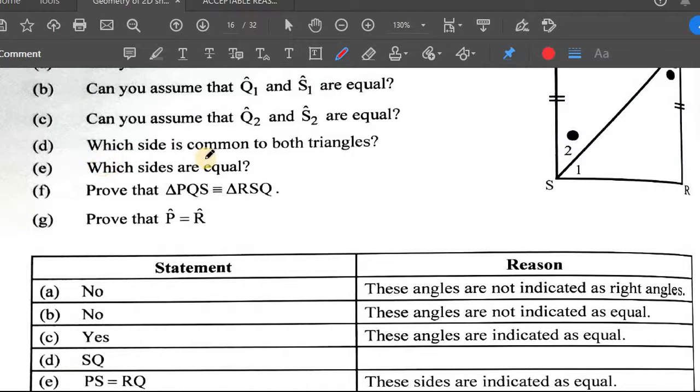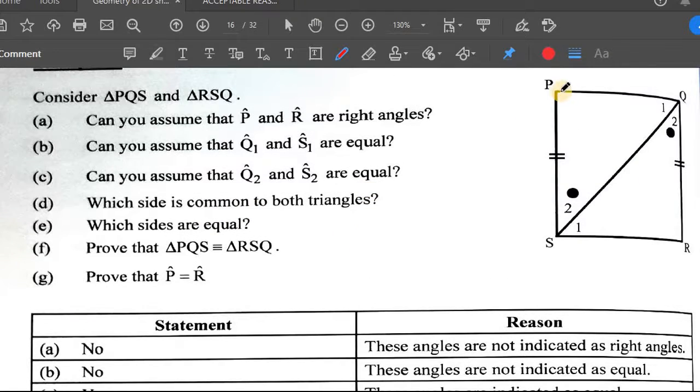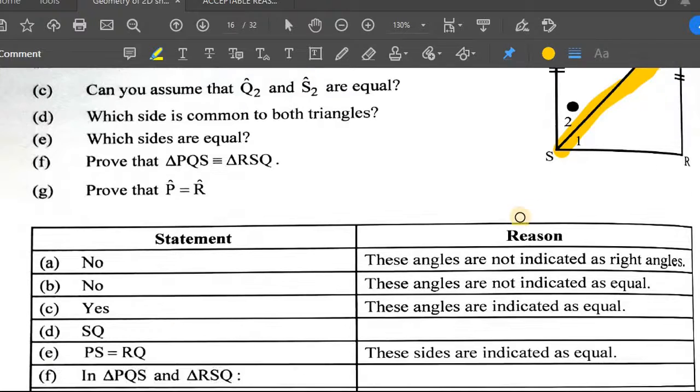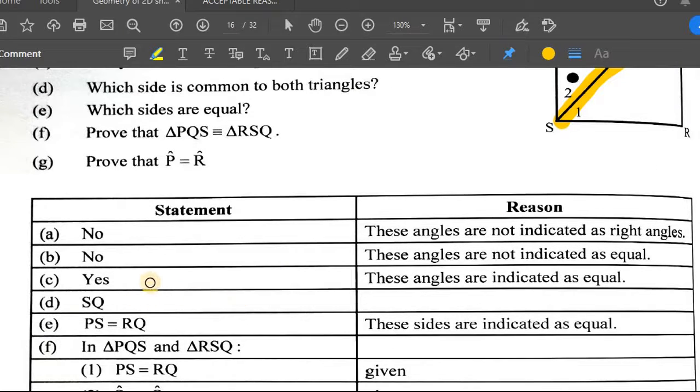Then we have which side is common to both triangles. Now remember, we're looking at this triangle here and this triangle here. Which side is common? I hope you see that this side here is common. This QS belongs to triangle PQS, and it belongs to RSQ. So this line is common, right? So SQ is common.